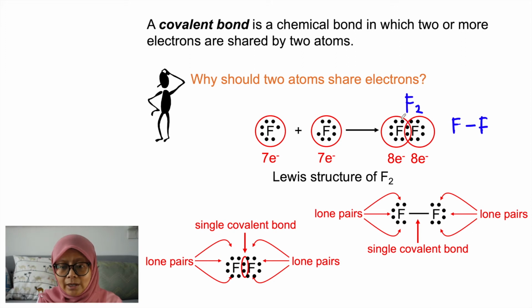One electron will be shared by this fluorine. Let's say this is F1, this is F2. This F2 shares 1 electron to this F1, so they will form one single bond between this fluorine and this fluorine. This is the single bond, and surrounding the fluorine here and here, these are what we call the lone pairs. So this is one single covalent bond, which is a sigma bond.